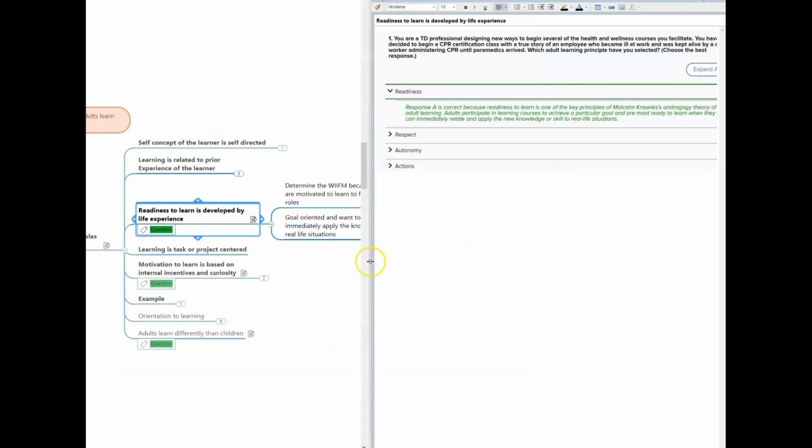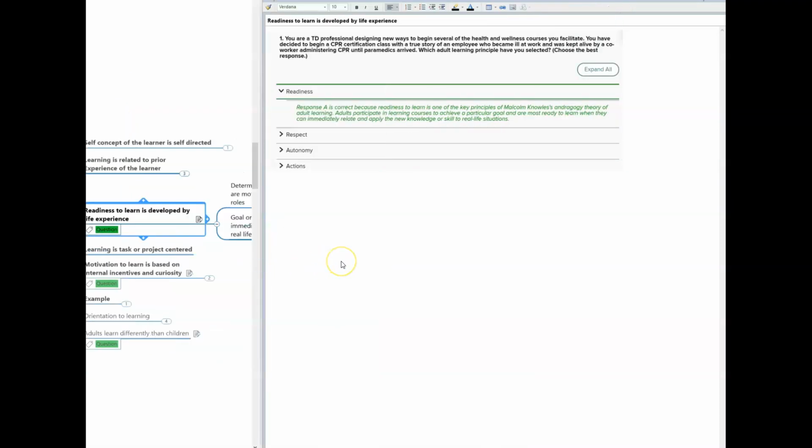You are a TD professional designing a new way to begin several of the health and wellness courses you facilitate. You've decided to begin a CPR certification class with a true story of an employee who became ill at work and was kept alive by a coworker administering CPR until paramedics arrived. Which adult learning principle have you selected? The answer is readiness. Response A is correct because readiness to learn is one of the key principles of Malcolm Knowles' andragogy theory of adult learning.